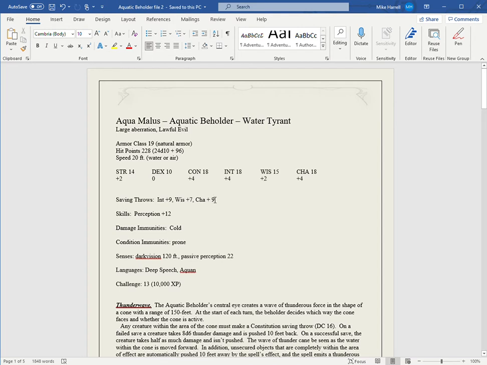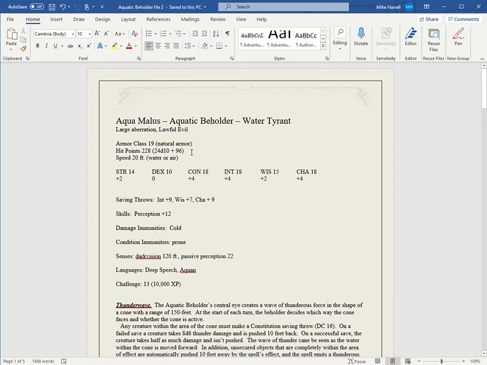Now, everybody's familiar with the Beholder. That's one of the most iconic creatures in D&D, without a doubt. I can remember them all the way back to the early days. It's one of the first creatures you ever saw. Now, this Beholder is going to be different from the others in many ways. Primarily, it's an aquatic-based Beholder.